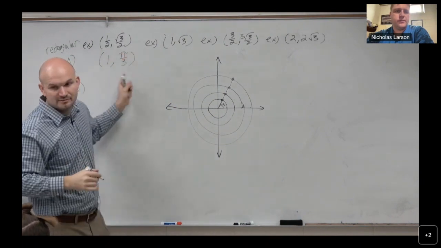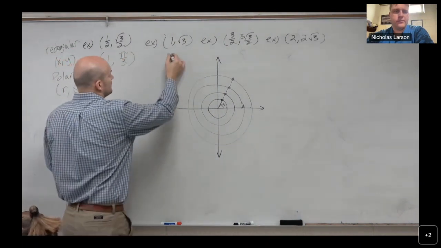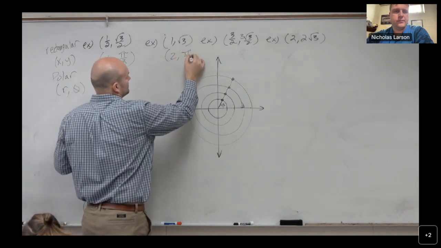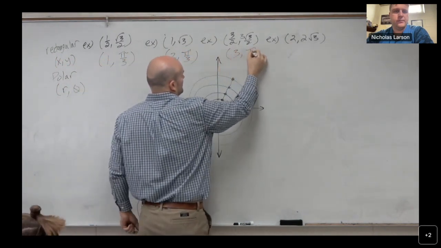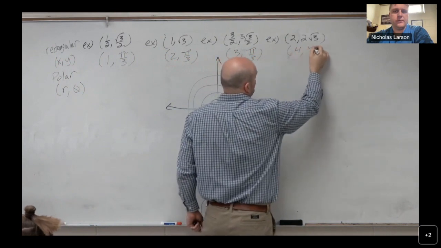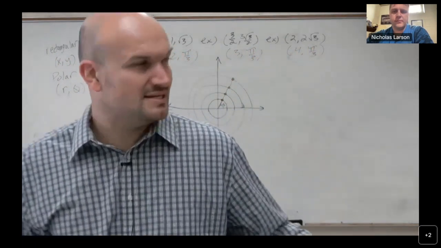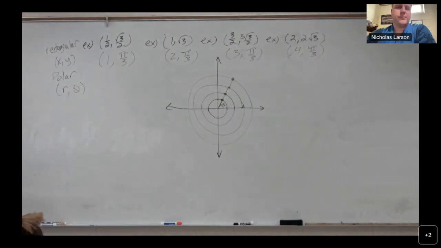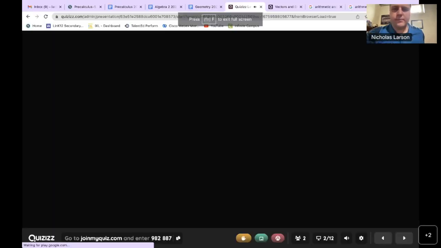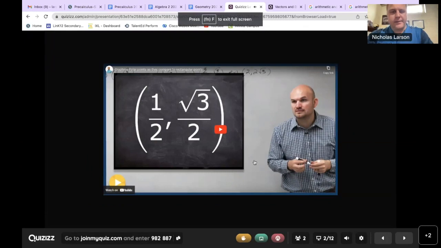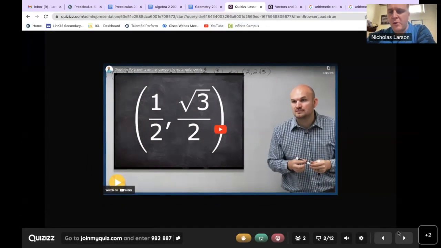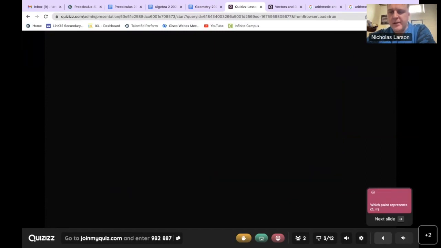Look how easy it is for me to write the rest of these. This one is 2, pi over 3. This one is 3, pi over 3. 4, pi over 3. So you see how polar points can be convenient for us? It's pretty simple to graph those. All right, so that was a real quick review of rectangular and polar points.